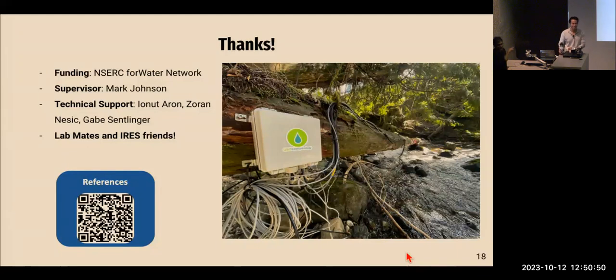Mm-hmm. I'll repeat the question. The question is, if there's a large increase in dissolved organic carbon, how the water treatments adapt to these higher levels? Is that the question? Okay.